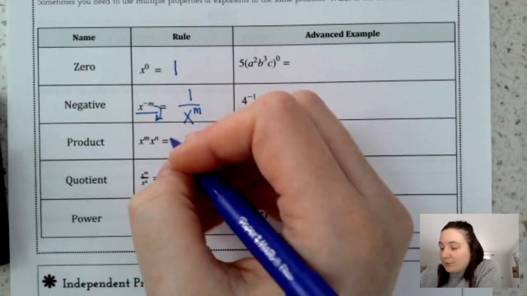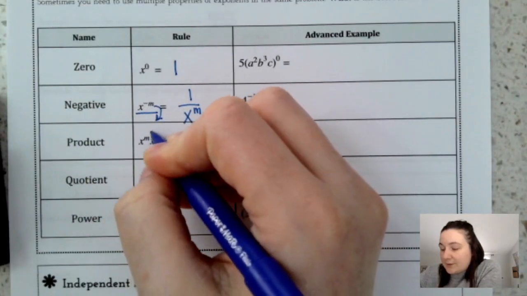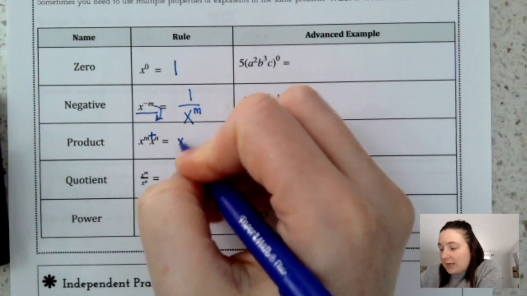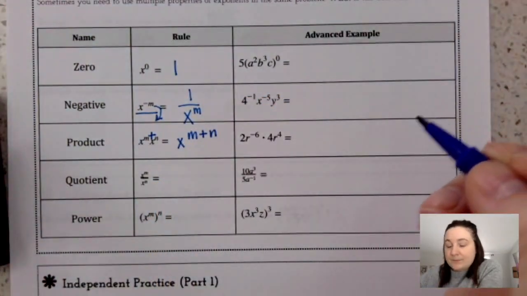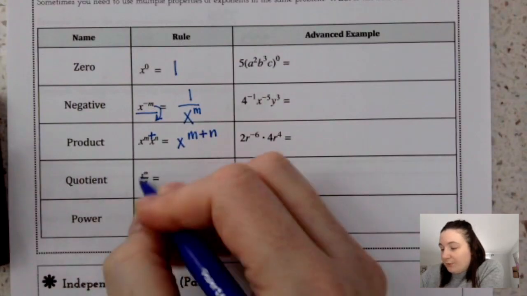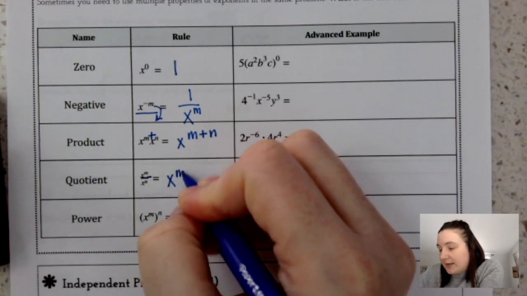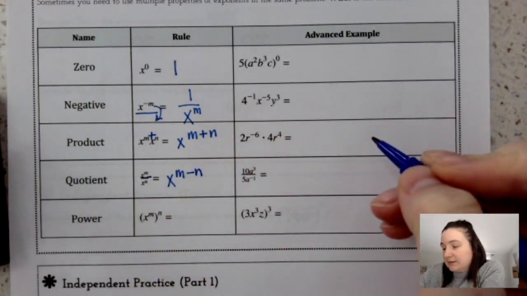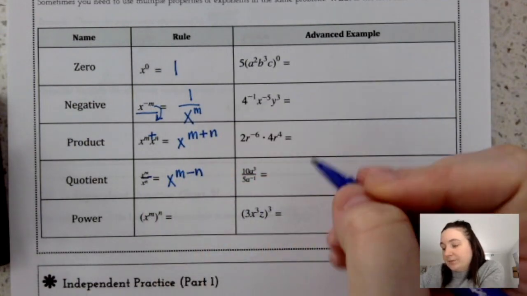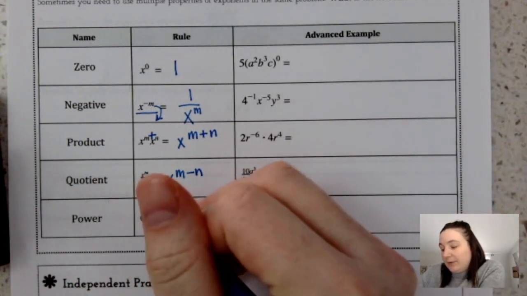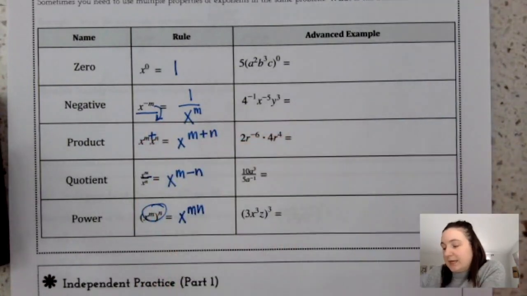The product rule: remember when we are multiplying our variables, we add the exponents, so x to the m plus n. The quotient rule: when we're dividing our variables, we subtract exponents, so x to the m minus n. And remember, it's top minus bottom, you have to do it in that order. And the power rule: whenever you see parentheses, you should think multiply, so you multiply m times n.